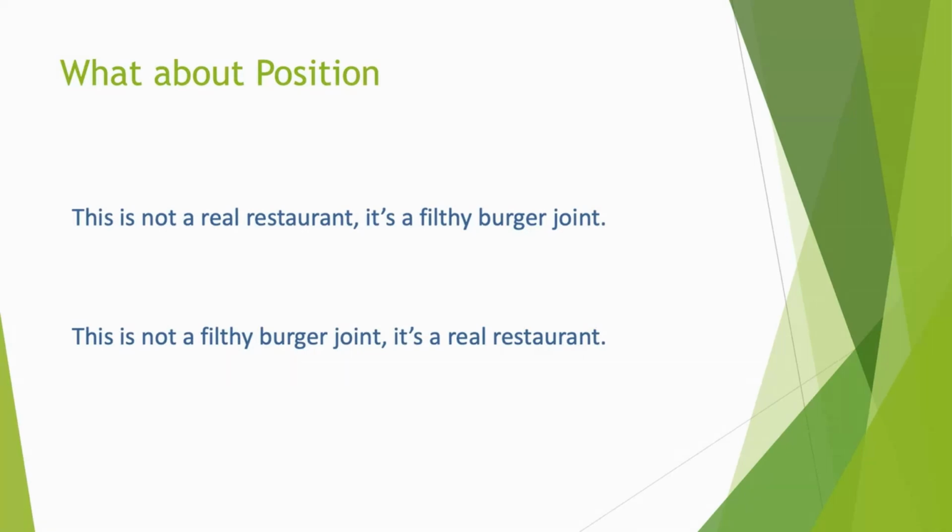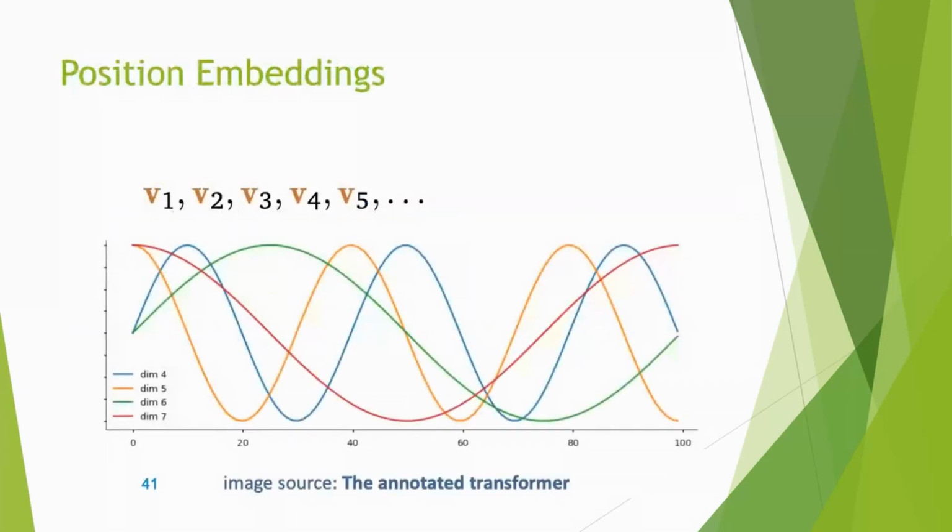And now it comes to the positioning encoding. So let's look at two sentences here. This is not a real restaurant, it's a filthy burger joint. And this is not a filthy burger joint, it's a real restaurant. You can see that the words more or less are the same. Actually, they are exactly the same. But when you shuffle them, you attain completely different meanings.